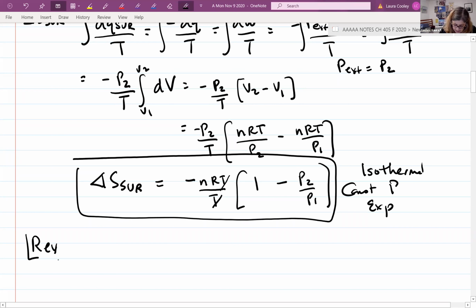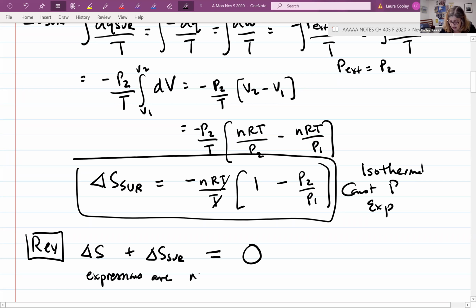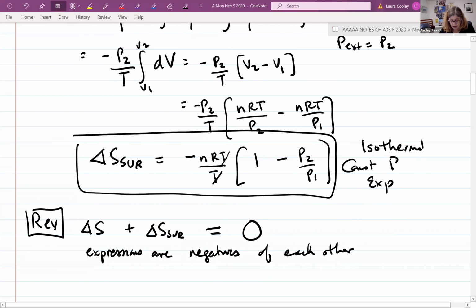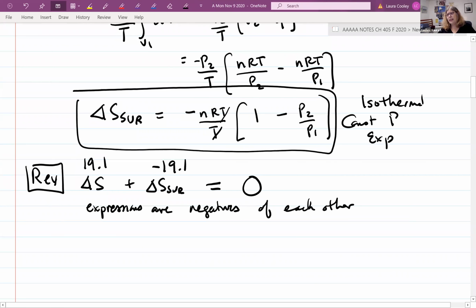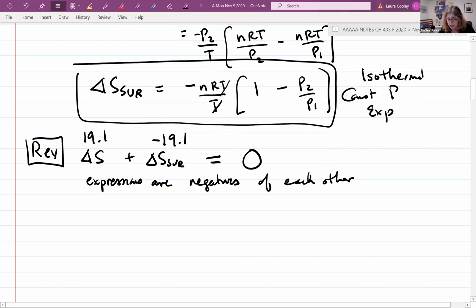In the reversible case, you could see that delta S and delta S sir add up to 0 because the expressions are the negatives of each other. And we did the example last time, we got 19.1 and negative 19.1. So when the gas expands and heat goes into the system and promotes that expansion, you end up with a higher entropy. Those particles are taking up more space, they're able to dissipate heat better. And with the reversible case, you end up with a delta S total of 0, okay, which is part of the second law. So we're glad it verified that.